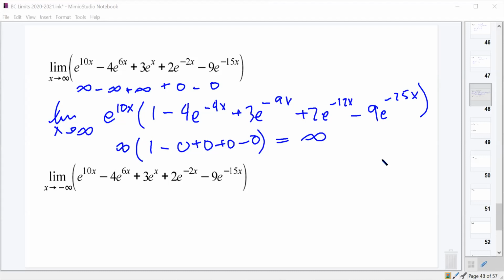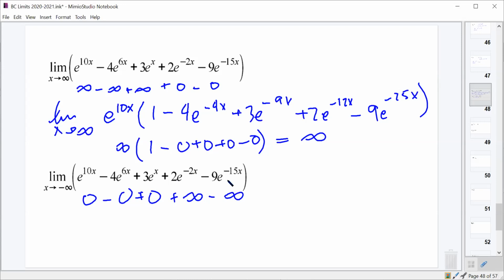As we go towards negative infinity, the opposite sort of thing happens here. This first one here, e to the 10x, as we go towards negative infinity is 0. So is the e to the 6x and the 3e to the x. But plus 2e to the negative 2x, that's plus infinity. And this one is minus infinity. And so again, that's another indeterminate form, the infinity minus infinity.